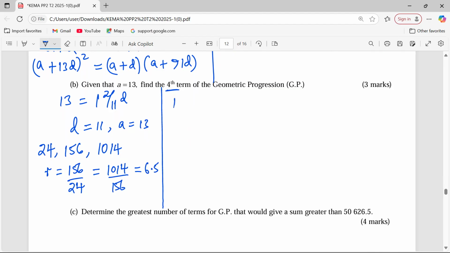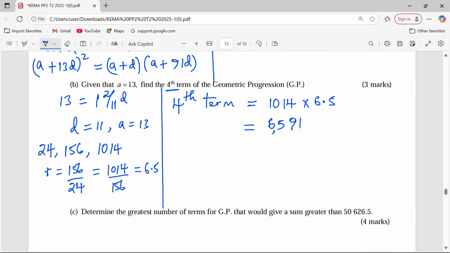And for us to get the fourth term, it means we need the third term multiplied by the ratio, the common ratio. So 1014 by 6.5, this is giving us 6591. Very simple. 6591. All right, that is a technical approach to the question.